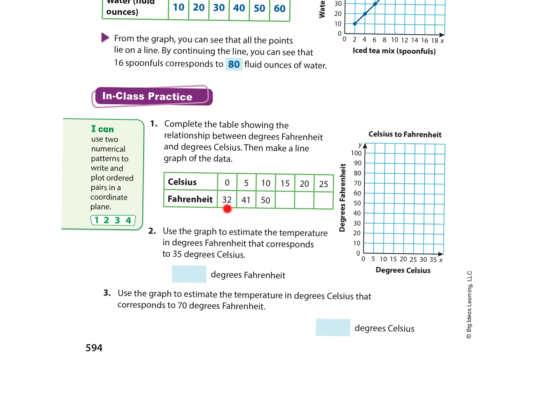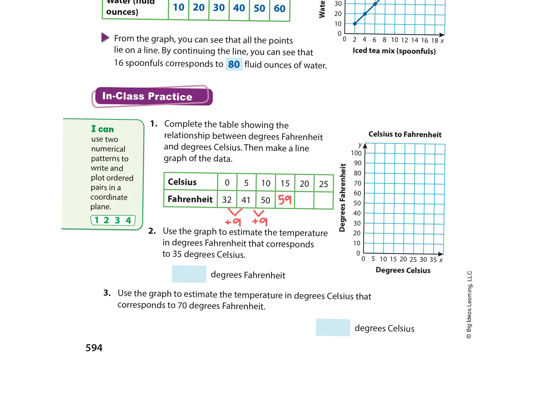So what am I doing to get from 32 to 41, from 41 to 50? As my degrees Celsius increases by 5, what are my Fahrenheit temperatures increasing by? And it should be increasing by 9 each time. So I'm adding 9 each time my Celsius degrees go up by 5. So if I continue this table, my next value should be 59.